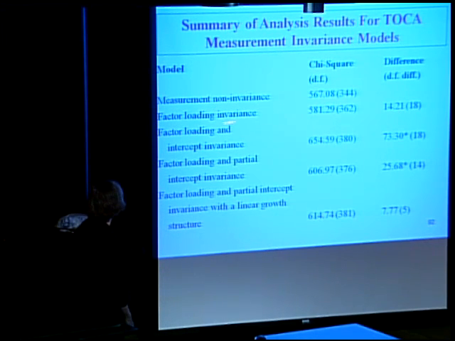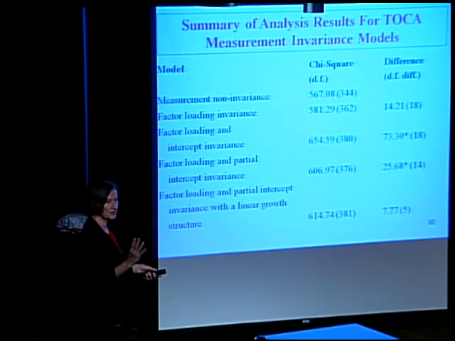So that would tell us that we do have factor loading invariance. There's not a problem. Now when we impose also intercept invariance, the chi-square value goes up to 654.59, and that's a chi-square difference of 73.30, which does worsen fit. So we know that somewhere we have some problems with the intercepts not being invariant. And we can look at modification indices to see that.